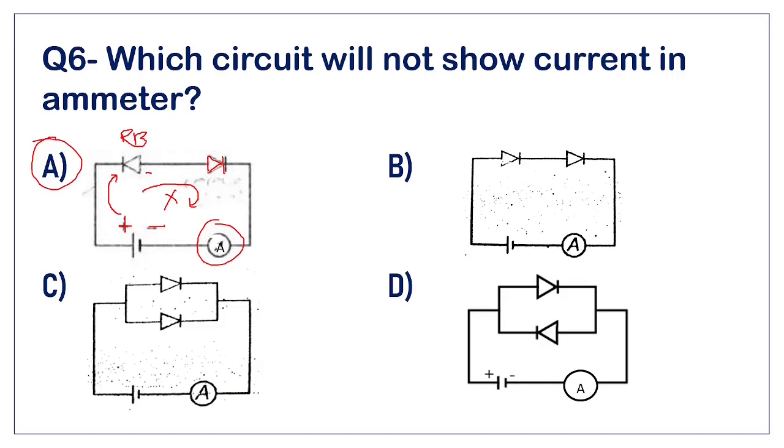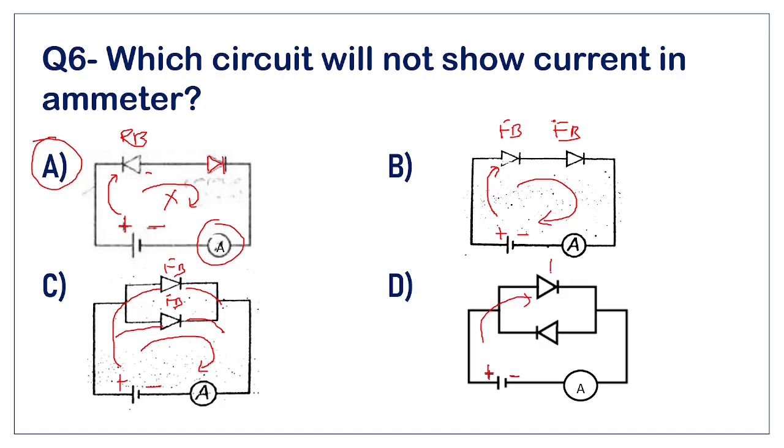In option B, if you see this positive potential and negative potential, positive is given to the anode and negative to the cathode. So this diode is forward biased. This diode also is forward biased. So current is going to flow, and the ammeter will show the current flowing. Now even here, positive is given to this anode also, and negative is given to this cathode and to this cathode. So both the diodes are forward biased, both are going to conduct, and there will be a current flowing here. So the ammeter will show the current flowing. Even here, this is positive potential, this is negative potential. So this diode is forward biased, and this diode will make the current flow like this, and the ammeter will show the flow of current.